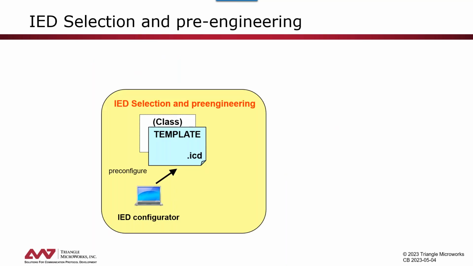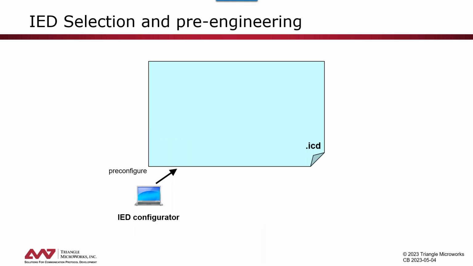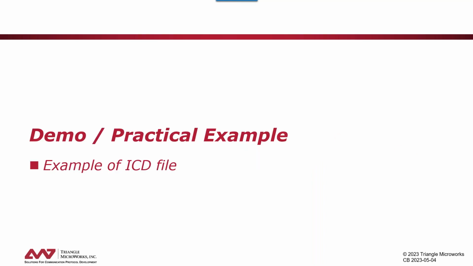So basically, when we look at our SCL files, the system configuration language files, what we have in this stage is what we call an IED section, which is called template at this stage because the IED is not yet an instance, but from an SCL file, we have one element that we call the IED section. And with that, I would like to hand over to Jackson to give a little demo and a practical example of an ICD file.